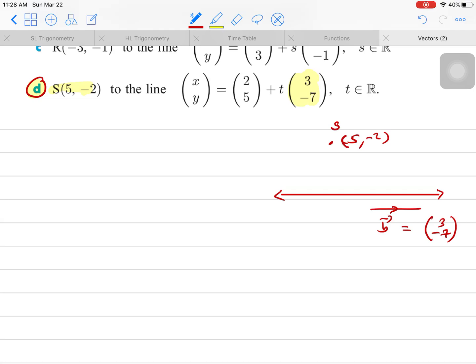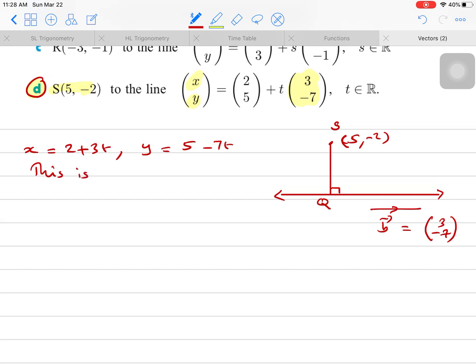So you want the perpendicular distance from S to the line. From S, shortest distance is always perpendicular distance. I draw a perpendicular, I call the foot of the perpendicular Q, and that's what we are looking for. First I'll write the parametric equation. X is equal to what? Equate the i coefficients, then equate the j coefficients. So x is equal to 2 plus 3t and y is equal to 5 minus 7t.